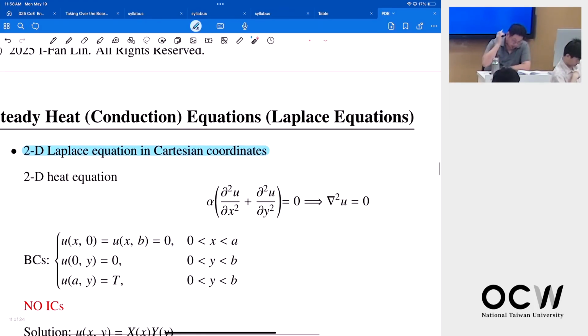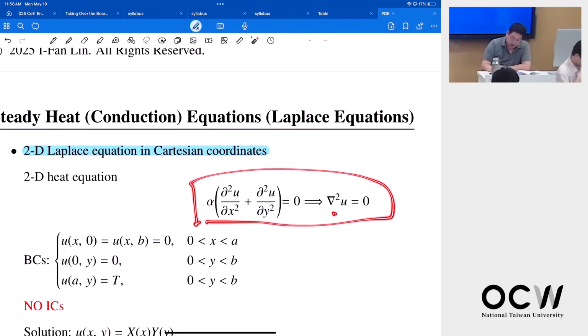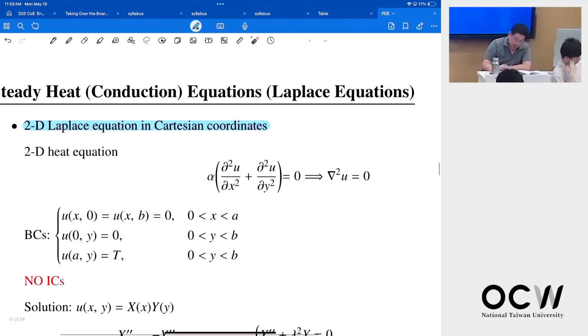And so for the 2D heat equation here, our del squared U will be 0. This time we have the boundary conditions for x and y. When y is 0 and b, U will be 0. For x equals 0, it will be 0. For x equals the boundary a, there will be temperature T.